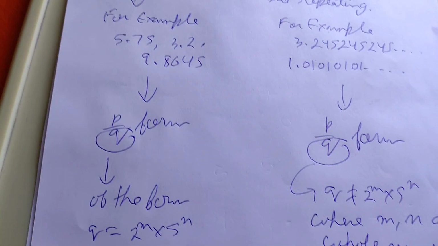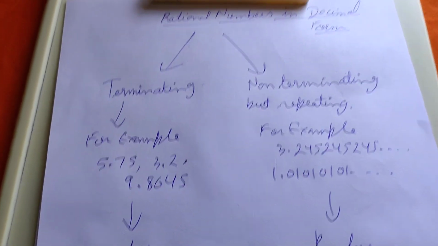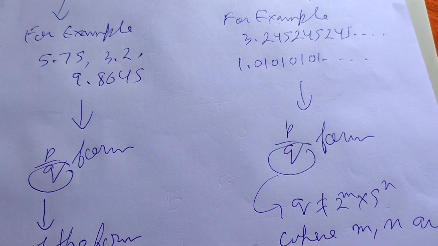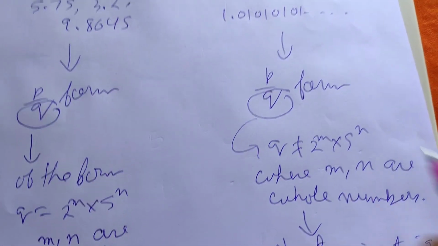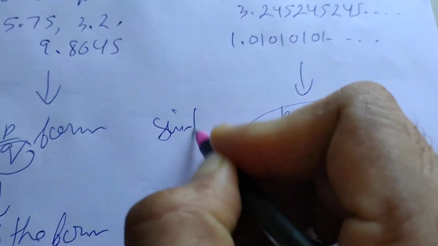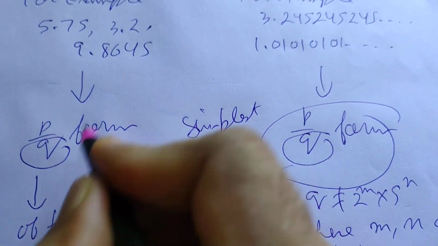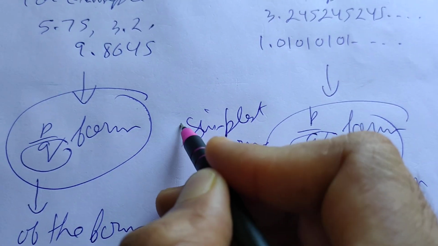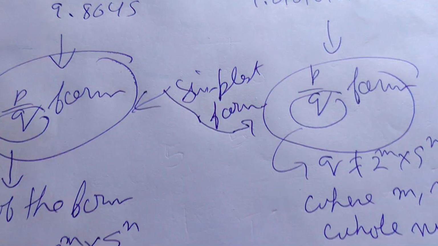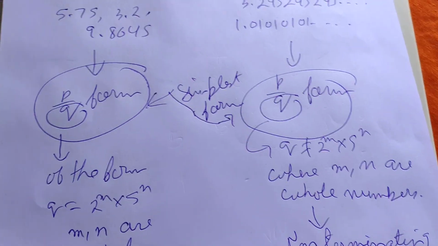And while doing the prime factorization, take care that p by q should be written in the simplest form. This should be in simplest form. Similarly here, this should also be in simplest form. So both of them should be in simplest form. p by q should be in simplest form, then only you have to apply this rule.